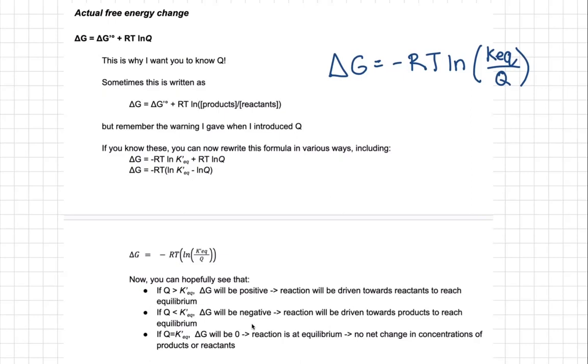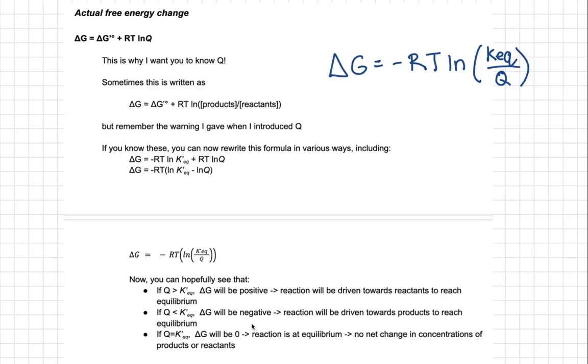But what if our Keq is different from our Q? Well, if our Keq is greater than our Q, then this delta G is going to be more favorable. What that means is that we have more of those reactants than we kind of want, so we're going to be driven to make more products. This is going to make this number bigger. It's going to give us a bigger negative delta G, more favorable.